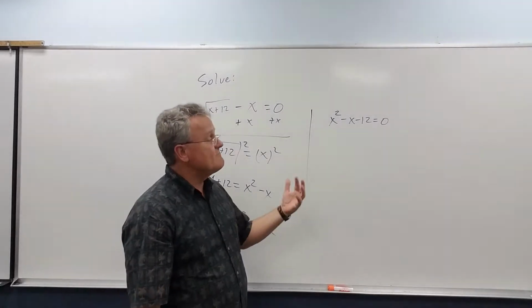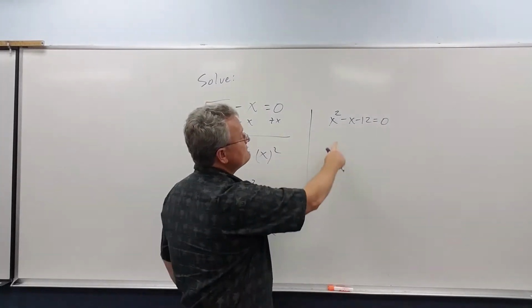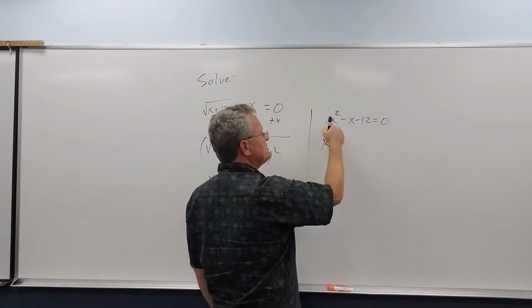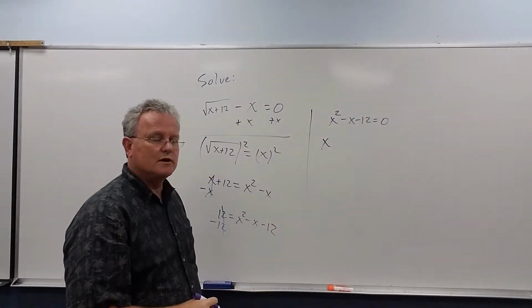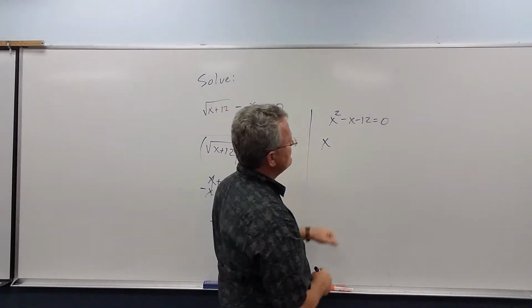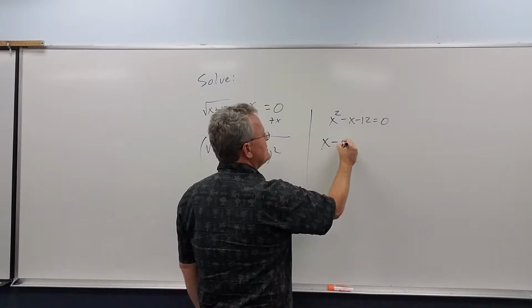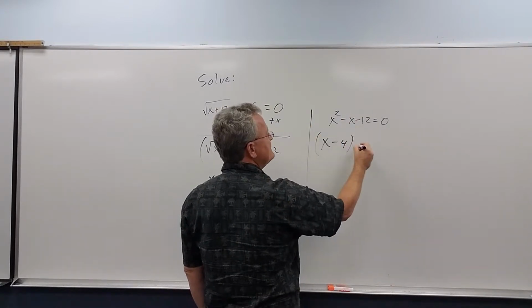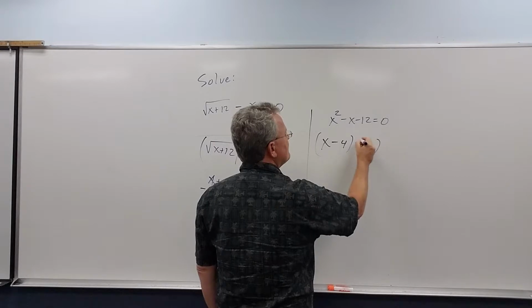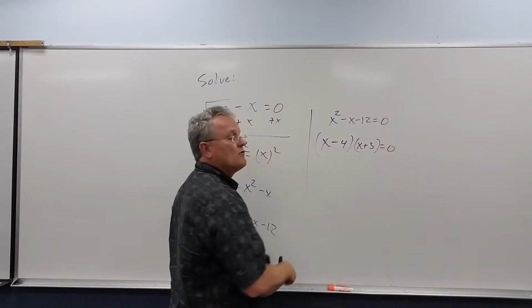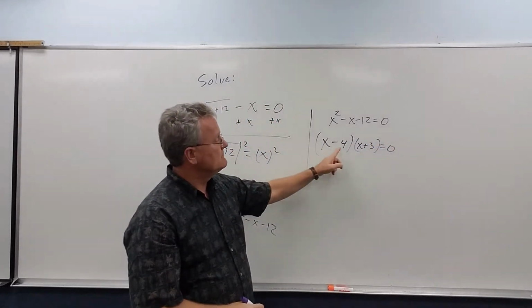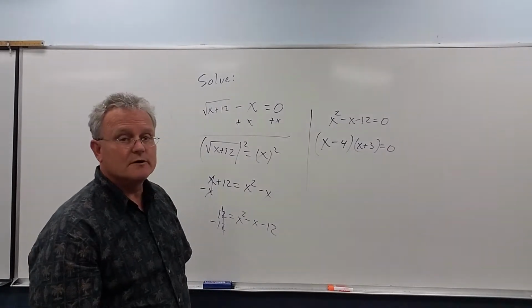So now we have x squared minus x minus 12 equals 0. This we can solve by factoring. So what are our two numbers? The coefficient of x squared is 1, so we have to figure out what two numbers multiply to negative 12 but add to negative 1. Well, those two numbers are negative 4 and 3, since negative 4 times 3 is negative 12, but they add to negative 1.